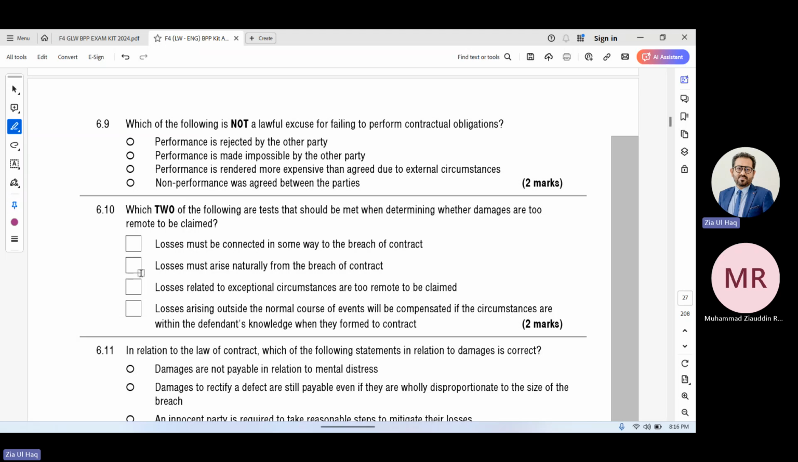6.9. Which of the following is not a lawful excuse for failing to perform a contractual obligation? Performance is rejected by the other party. Performance is made impossible by the other party. Performance is rendered more expensive than agreed due to external circumstances. Non-performance was agreed between the parties, which is not a lawful excuse. We have already covered this. Financial hardship.